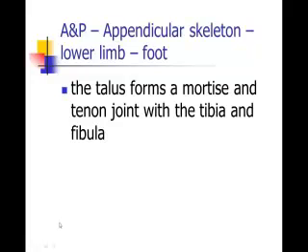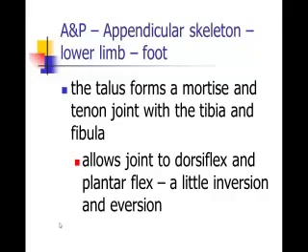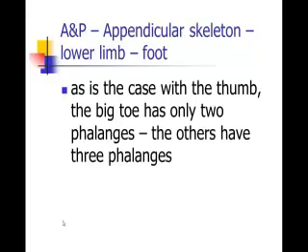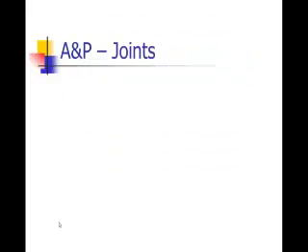So talus is going to form a special kind of joint with the tibia and the fibula. It's called a mortise and tenon joint, and it allows for dorsiflexion and plantar flexion, and we do have a little bit of inversion and eversion. Okay. As I mentioned earlier, same thing as with the thumb. The big toe only has two phalanges, the others have three. Big toe and the thumb do not have the intermediate phalanges.